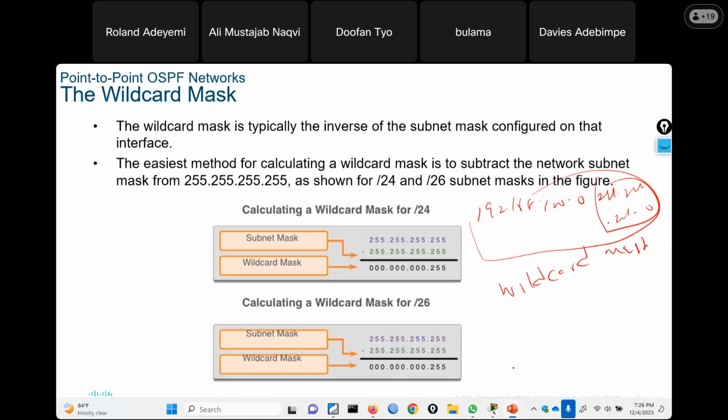Take for instance, if you wrote 255.255.255.0, and this one is a subnet mask. I ask you to give me the wildcard mask of this subnet mask. You just invert it. And the easiest way is just remove it from 255. This one will give me 0, 0, 0, and then 255. This is what is called a wildcard mask. Wildcard mask is simply the inverse of subnet mask.